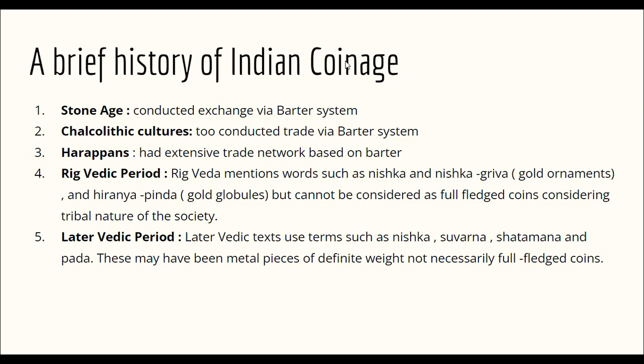Next, coming to Indus Valley civilization. Now we all know that the IVC, Harappan civilization, was the first urban civilization of South Asia, and we see traits of an extensive trade network. And it was not only internal trade, but also external trade with Mesopotamian civilization. And here also the trade was based on the barter system. So Stone Age, Chalcolithic culture, Harappans, we find trade being done with the help of the barter system.